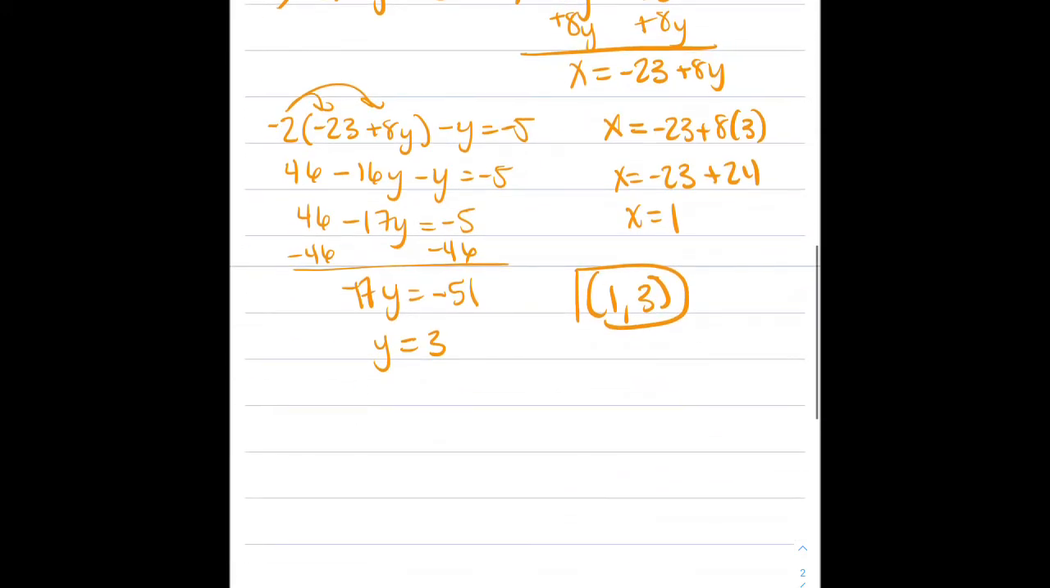And let's check it. Let's plug it into that other equation. So negative 2 times 1 minus 3 equals negative 5. I'm not really sure why I put parentheses around that. Negative 2 times 1 is negative 2. Minus 3 equals negative 5. And negative 5 equals negative 5. All right, it worked out.